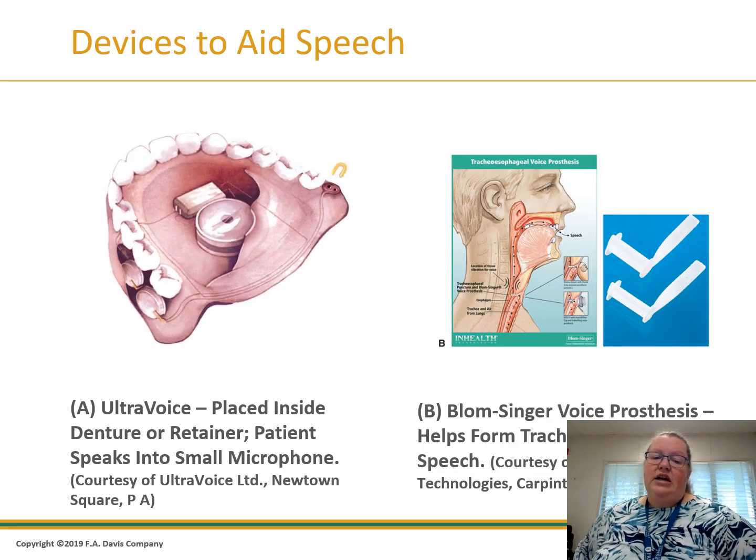Here's a device that can help aid in speech. So they can do an implant. UltraVoice is placed inside the denture or retainer. Patient speaks into a small microphone. And then there's the Blom-Singer voice prosthesis. It helps with tracheoesophageal speech. Remember, it's this little device here that they put up against their trachea area, and that helps them talk.